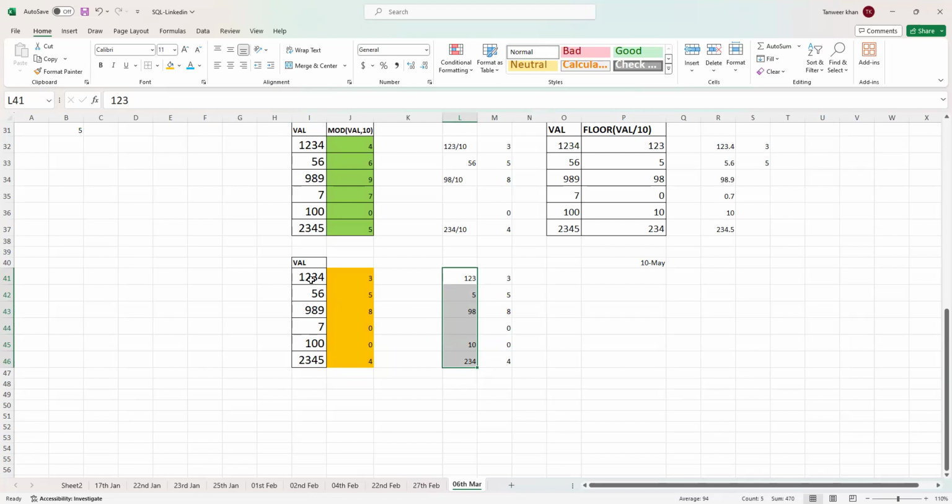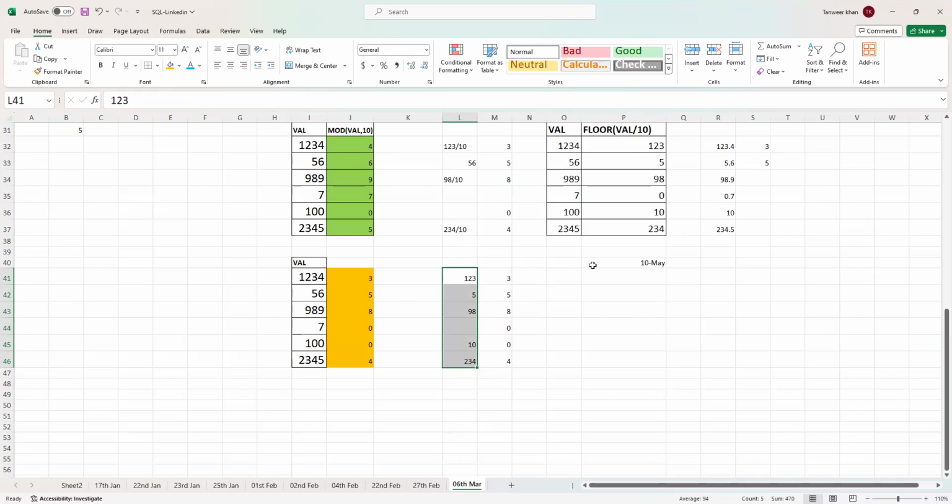So to remove the unit place digits, we are using the floor function. Got it? See here, I have used floor of val by 10. It means I am telling it to divide this by 10 and tell me the integer part of it. So 123 divided by 10 will be 123.4, and the integral part of this will be 123. That is why I'm using the floor function, so that I will get this part. Why I'm using the floor function, is that clear first of all? Yes, sir. Okay, this is clear.